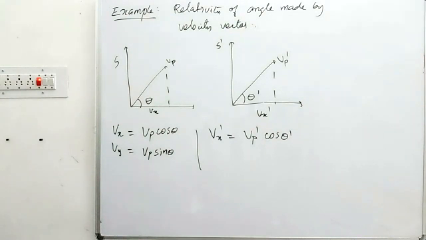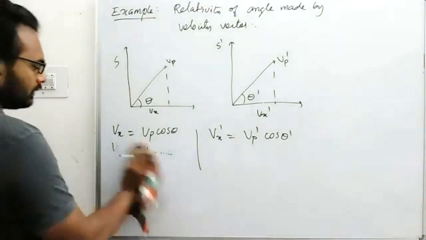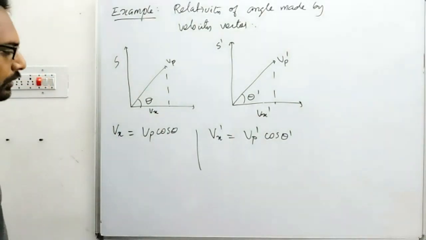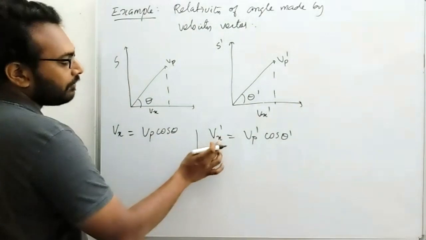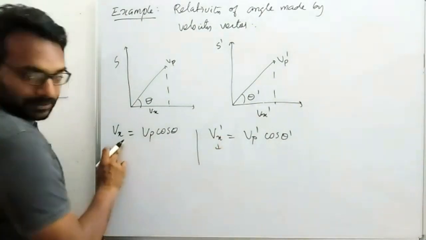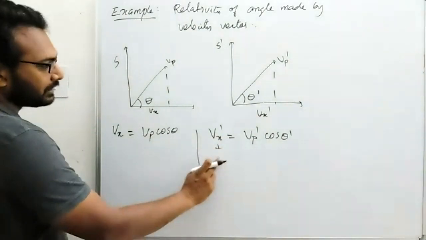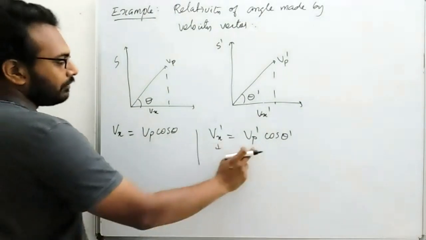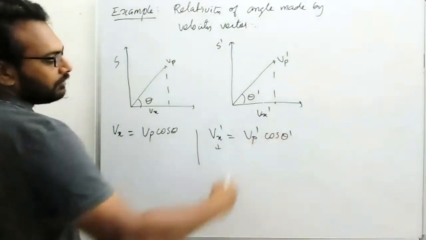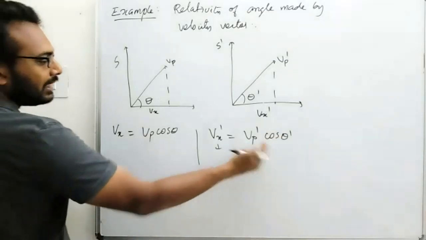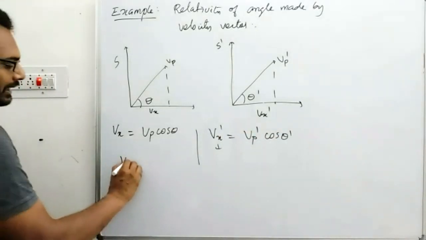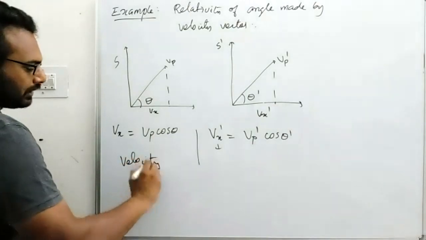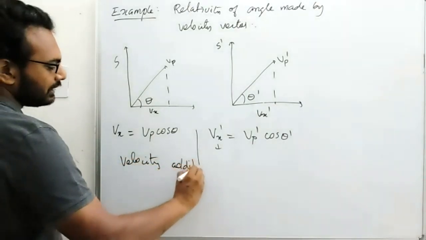Now what we can do is this: we know the transformation equations for velocities, we can find Vx prime in terms of Vx, and correspondingly we can find Vp prime in terms of Vp, and then we can relate these two angles. So we'll also use the velocity addition formula. We'll see a problem of this model.